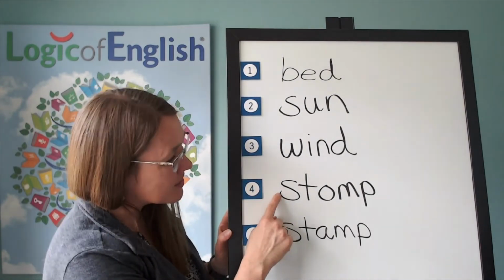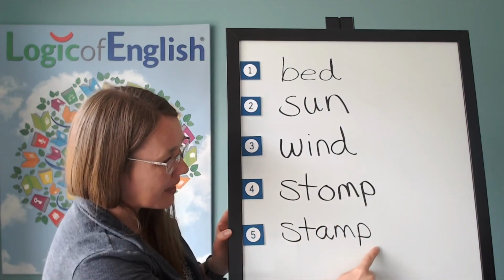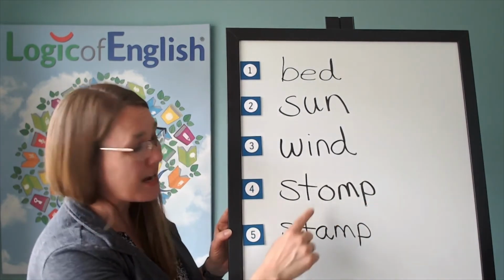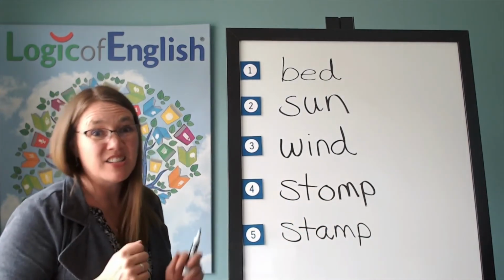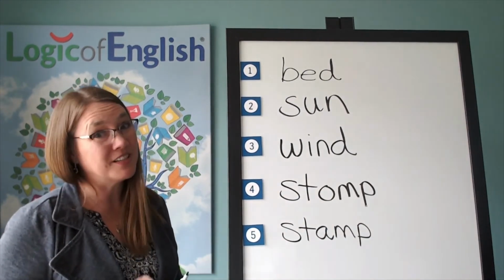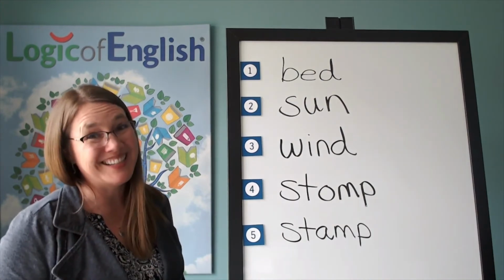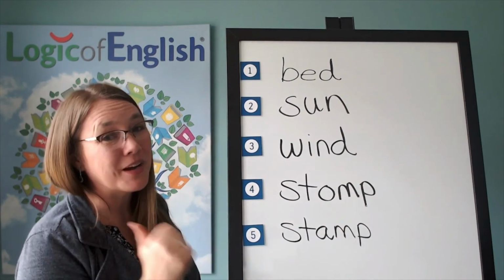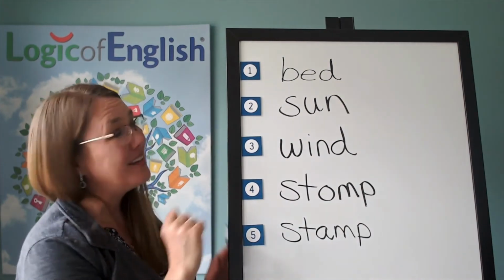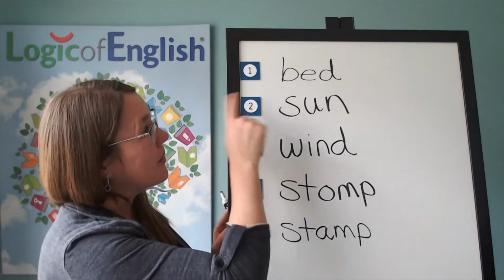Do you see a pattern? You're right. Stomp and stamp are almost the same, but they have one phonogram that's different. And to stomp on something is very different than to put a stamp on something, isn't it? Yep, when you are reading, you have to read every phonogram to make sure you get the word right. All right, let's read all the words together.